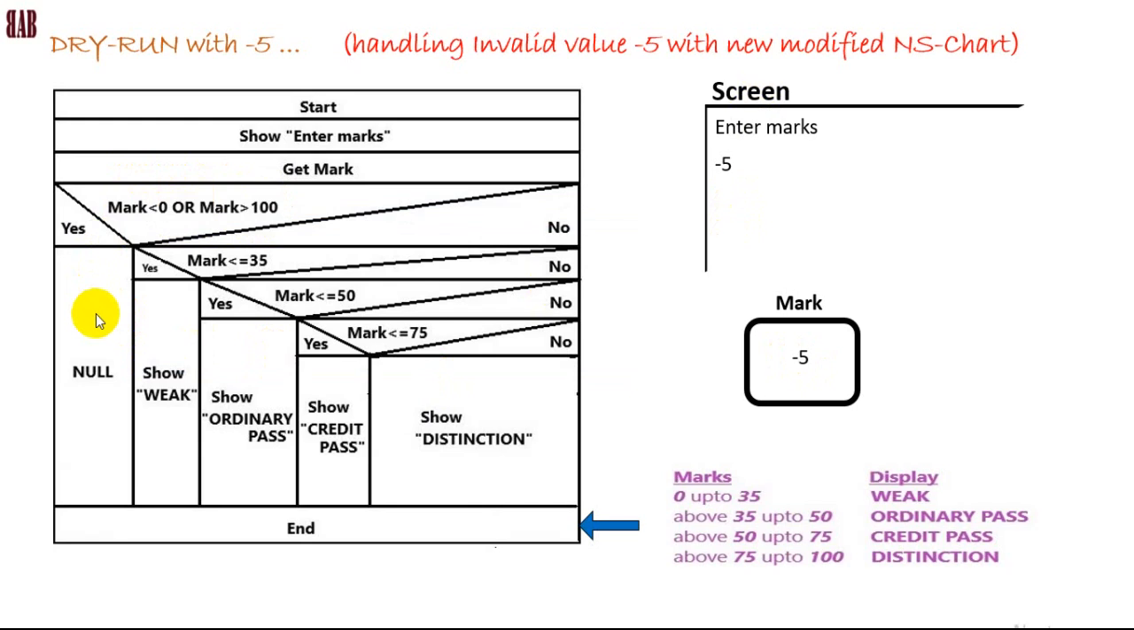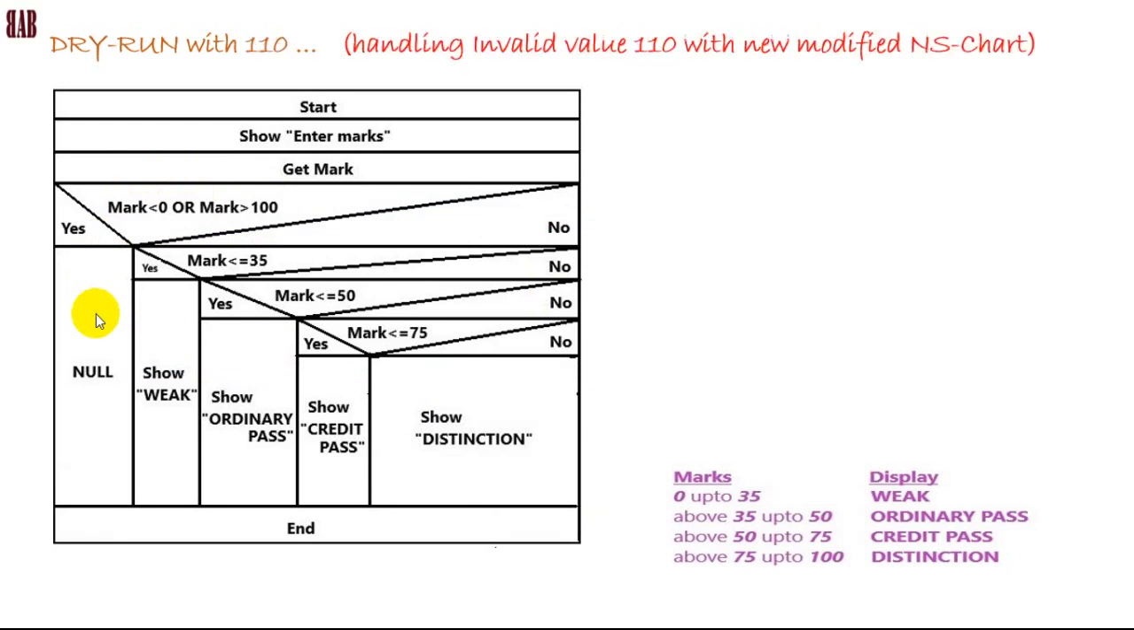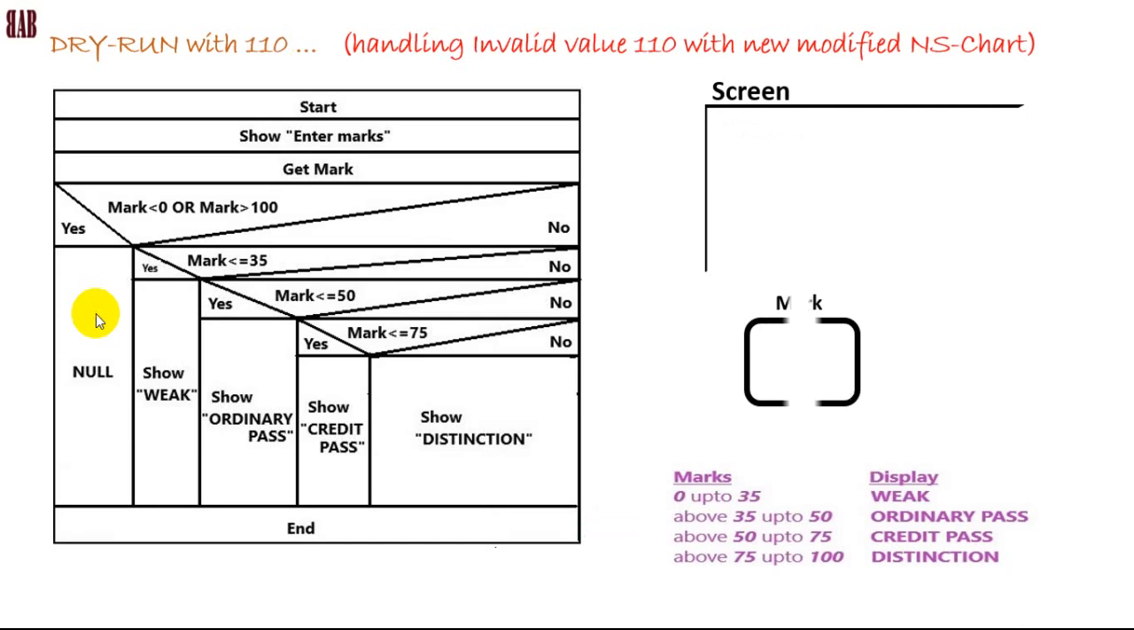So let's see how 110 works with this. If you go start, enter marks, it will display that, wait for mark, and we are going to put 110 and press enter. That will be accepted by mark, and now we go to the next line checking. Is it less than 0? No. Is it greater than 100? Yes. 110 is greater than 100. So this side is true.